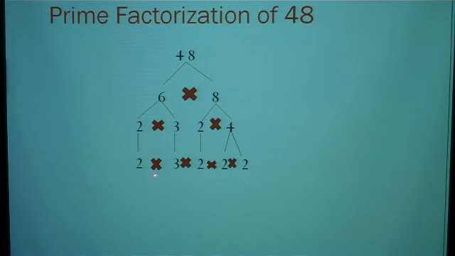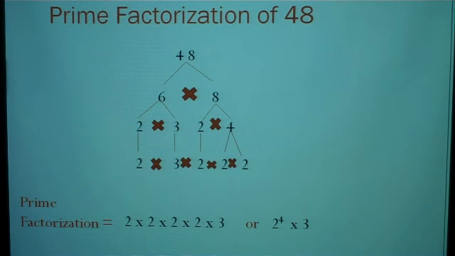Now that we have 48 broken down into all of its prime factors, we're going to list them in order of least to greatest. So the prime factorization of 48 would be 2 times 2 times 2 times 2 times 3, or you can write it 2 to the 4th power times 3. Prime factorization is when you break a number down into all of its prime factors, which when multiplied together will equal the original number.